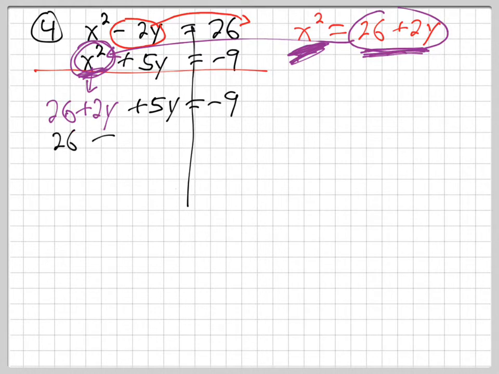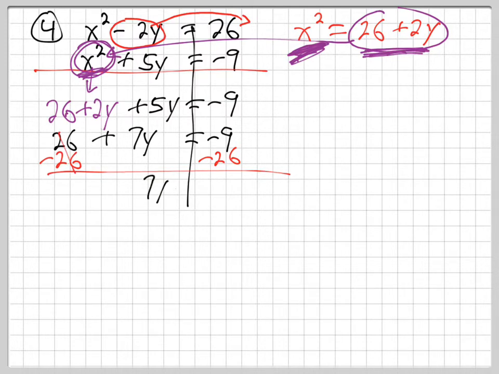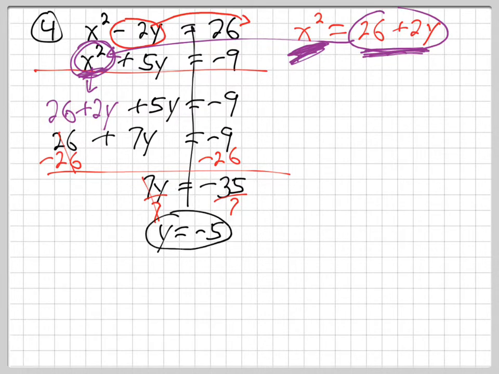So what is this? 26 plus 7y is minus 9. Let's subtract 26 from both sides. 7y is minus 35. And last step, divide by 7. Y is minus 5. So we got an answer for y. Y is minus 5. Now we're going to plug that in to either equation. It doesn't really matter. So I'll just grab the first equation like I usually do up there.